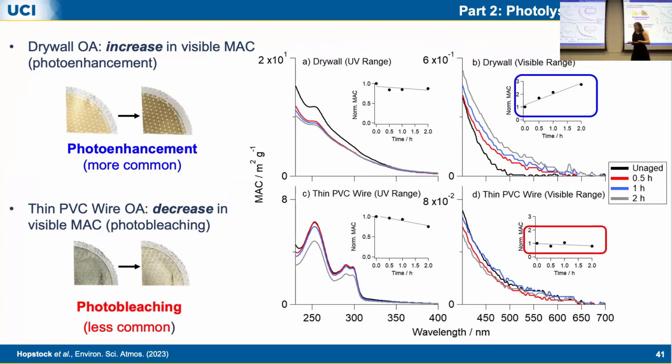And that was interesting because it corresponded to what we actually observed on the filters themselves. And so for the drywall case, the filter got way darker by eye. Michael showed it to me. I was like, are you sure this is the same filter? He was like, yes, it was. And so we extracted and took measurements. And then for the case of thin PVC wire, organic aerosol, we saw the opposite effect. So it was gray initially, and then after photolysis, it turned this light yellowish color. That was a photo-bleaching effect.